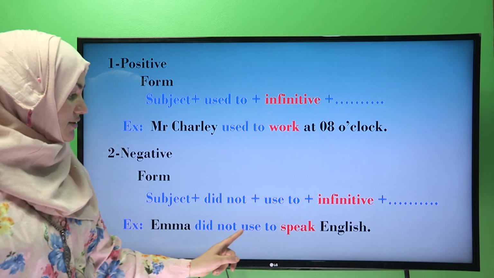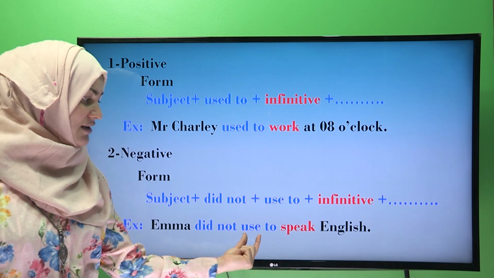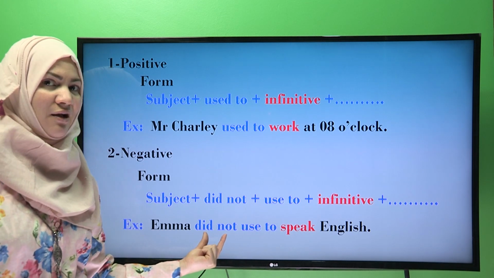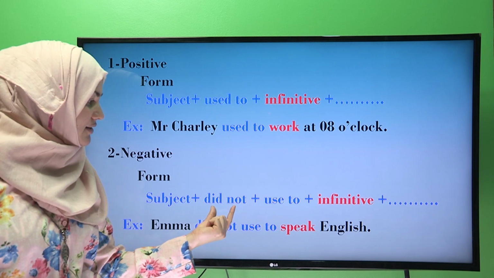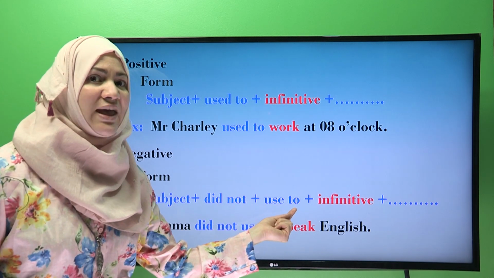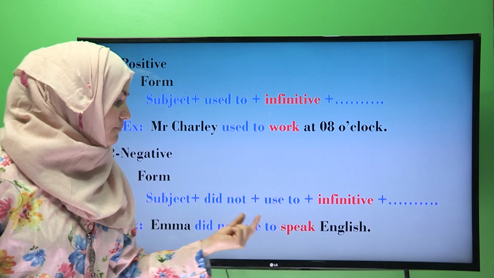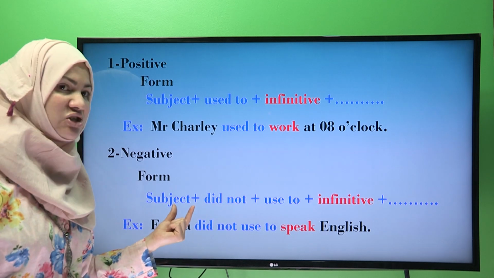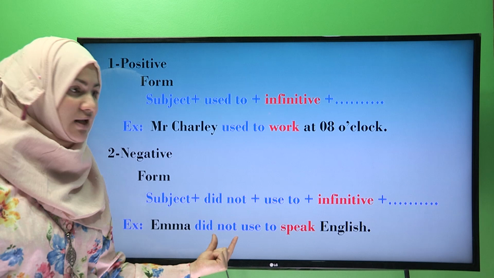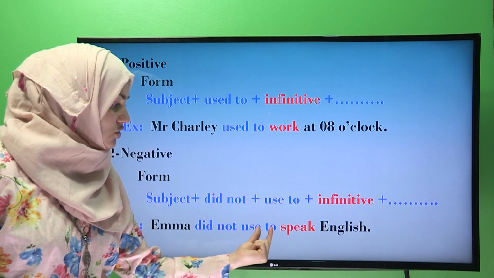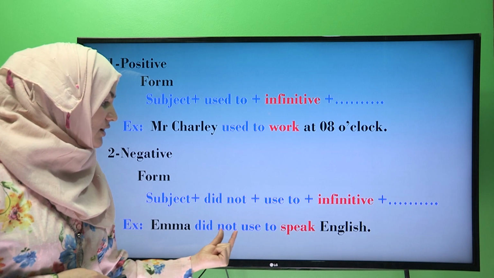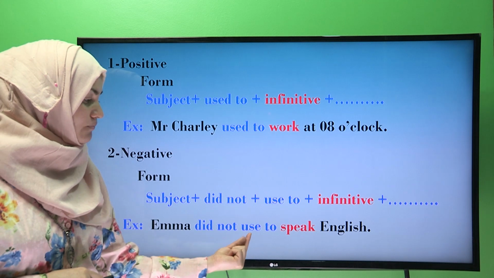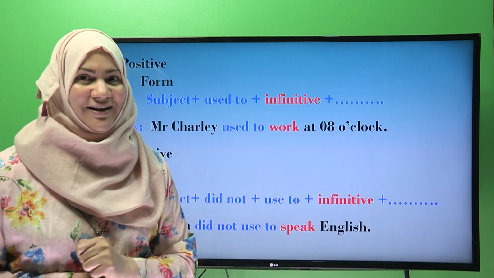I give you here an example. Emma did not use to speak English. You can see here, we don't put used, because there is did not. The form says did not plus use to. We have to delete ed because we have did not, the negative form of a simple past verb. We cannot say did not used to, it's incorrect.